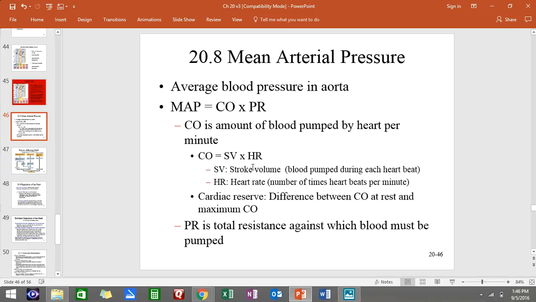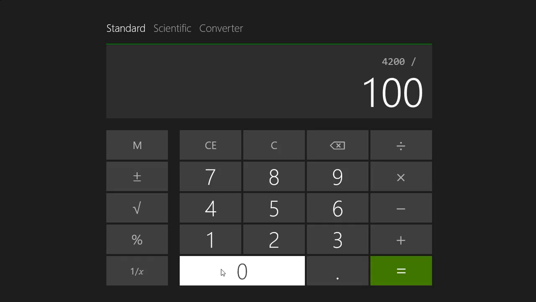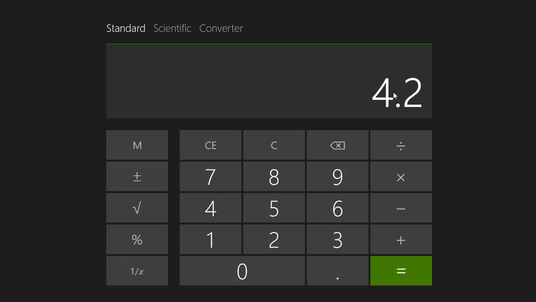So let's say, I think the academic textbook clinical average is 70. Let's get a calculator out here to calculate it. Let's say I have 70 milliliters of blood ejected every second. I have a nice low heart rate of 60 beats per minute. Look at that. That's 4,200 milliliters per minute. And so all I have to do is divide that, move my decimal point here, 4.2 liters per minute.